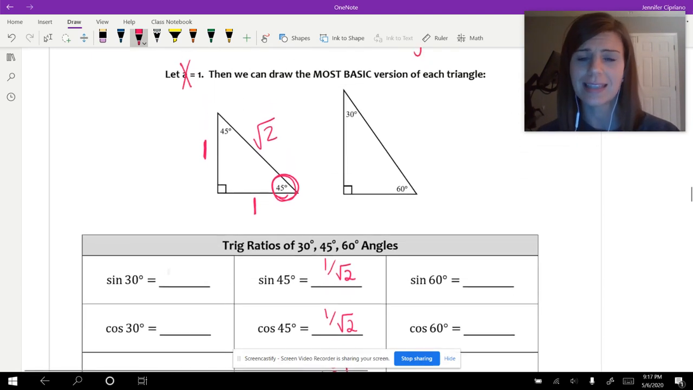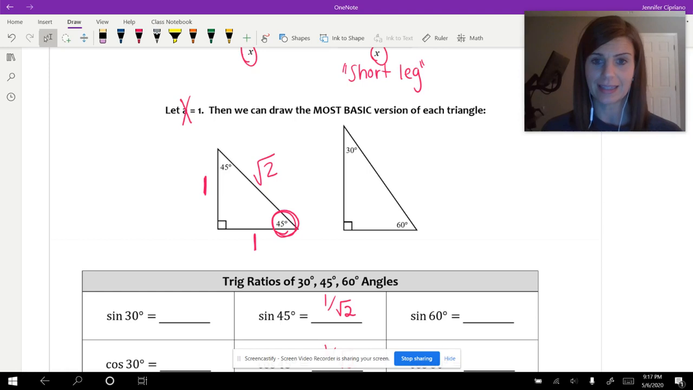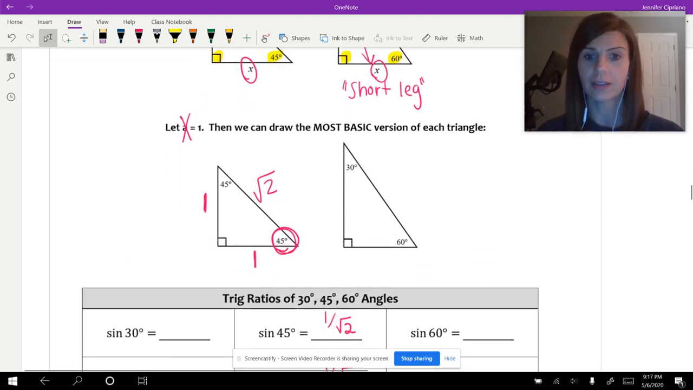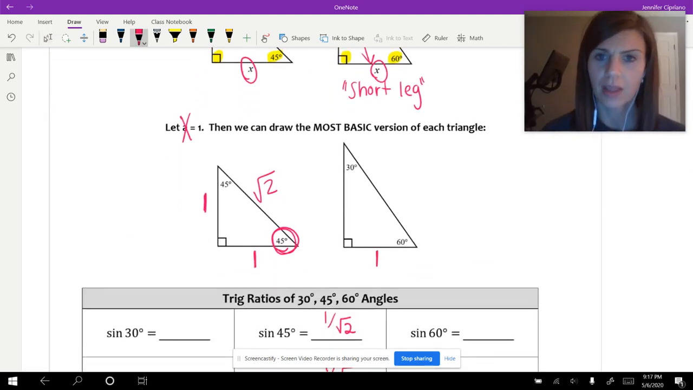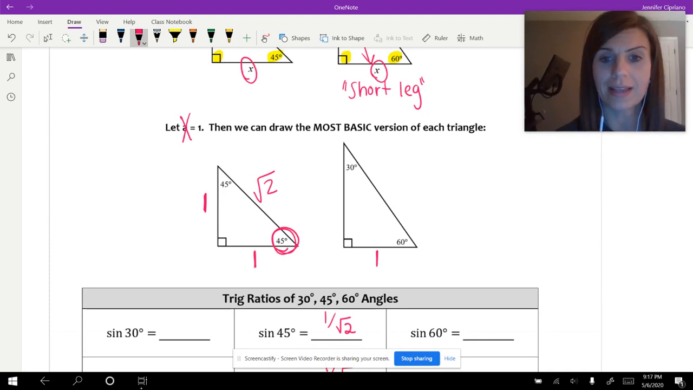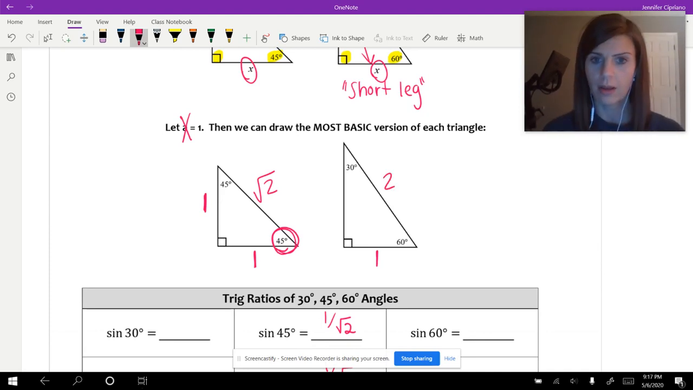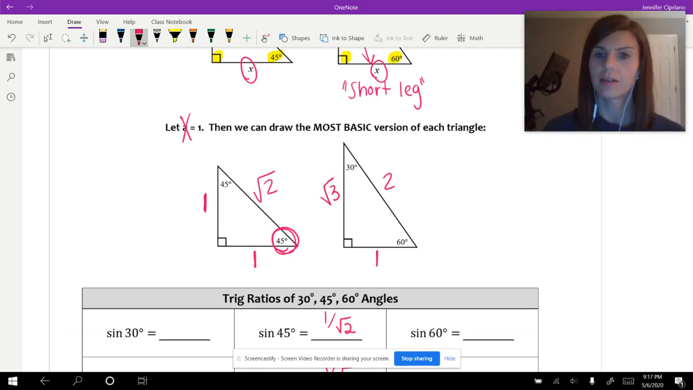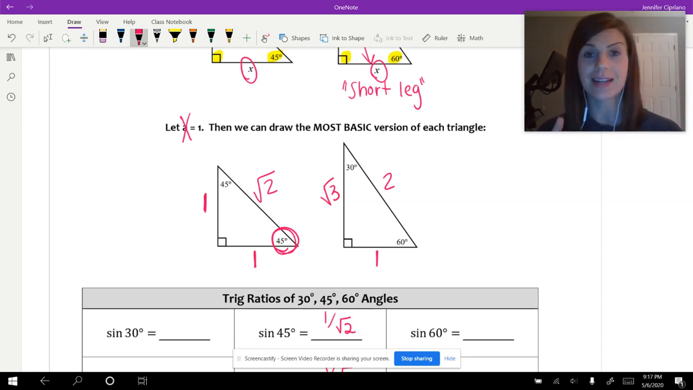Okay, so doing the same thing for the 30, 60, 90 triangle. We're going to let x in these relationships be 1. So x is our short leg. If the short leg is 1, then the hypotenuse is twice that long, 2 times 1. And the long leg is the square root of 3 times 1. And from that triangle, we can figure out the trig ratios for 30 degrees and 60 degrees without a calculator.